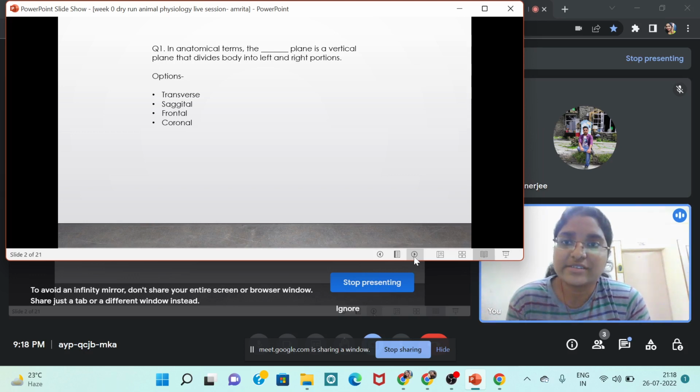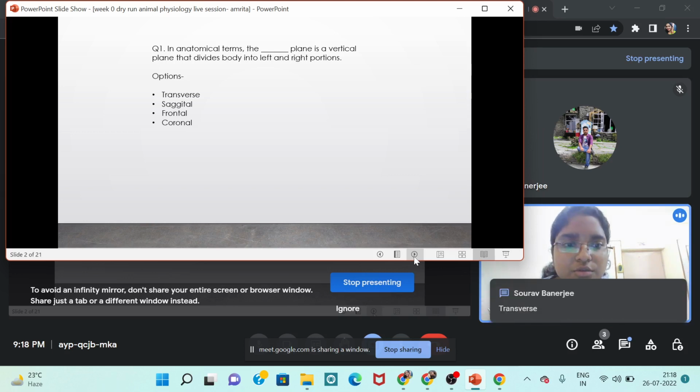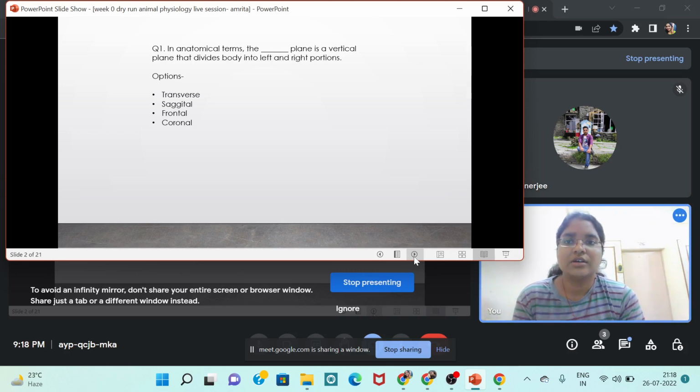Are you able to guess the answer? So, okay, I say transverse. Okay. So time up. So the correct answer is sagittal.